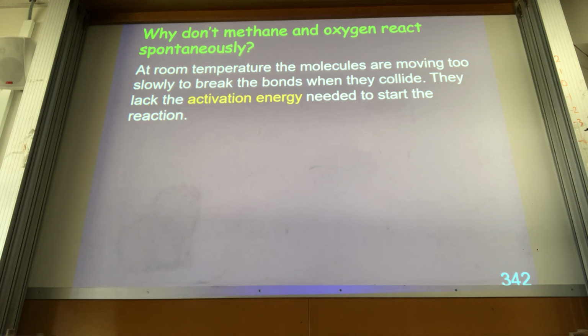Why don't methane and oxygen just react? I can turn on the Bunsen burner tap over there, let the methane out, and nothing will happen. That's because the molecules aren't moving fast enough. When they bump into each other, there isn't enough energy to break the bonds in the methane molecule and the oxygen molecule. We say they lack the activation energy needed to start the reaction.